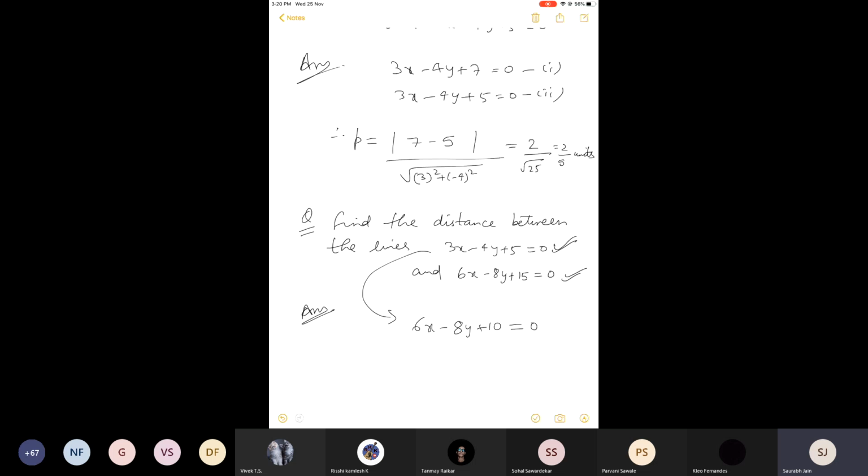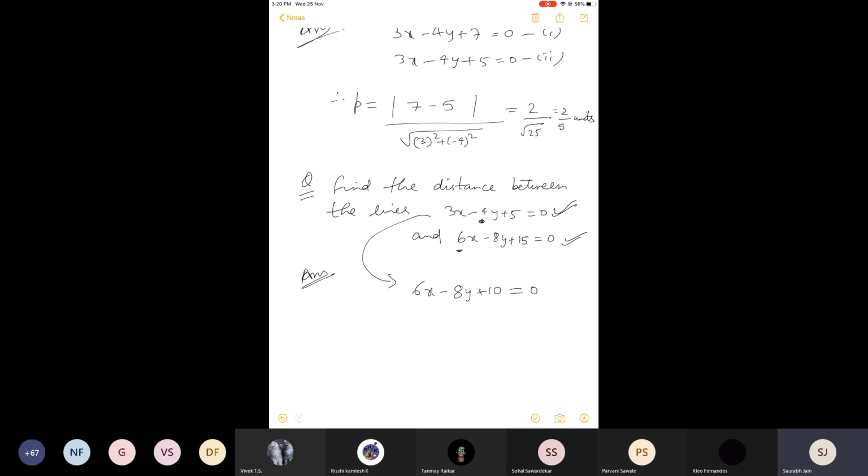Okay. So it is 3. In the lower equation it is 6. Here it is 4. Here it is 8. So what I am doing? I am multiplying the first equation by 2 on both sides. And this is the second equation. Okay. Now we can write the perpendicular distance.